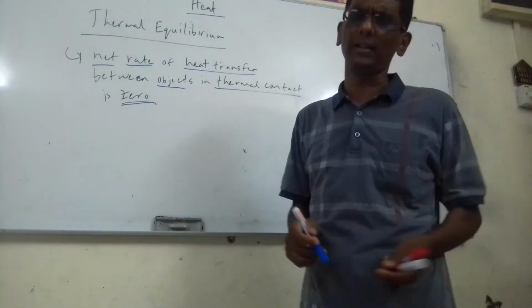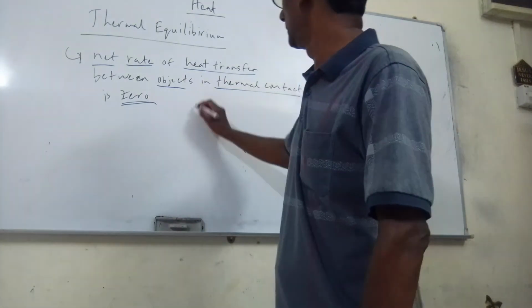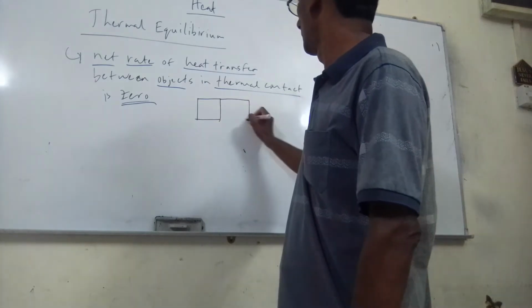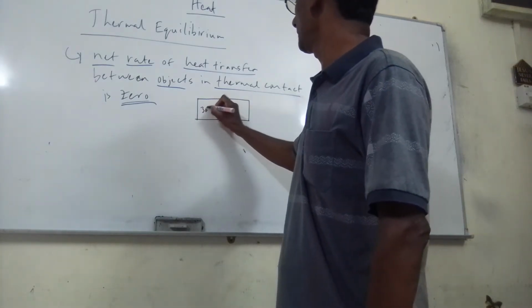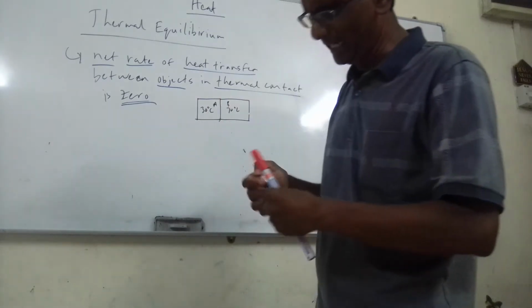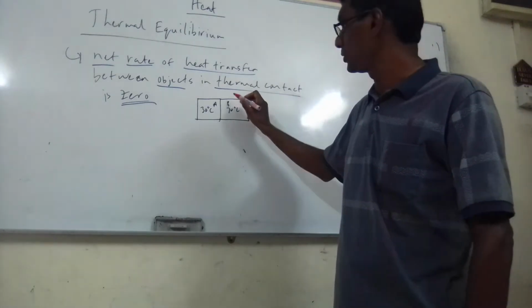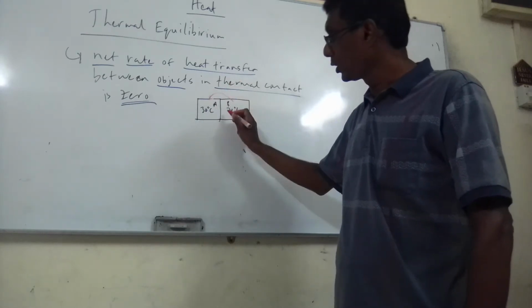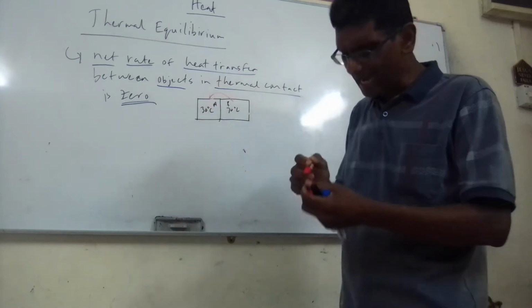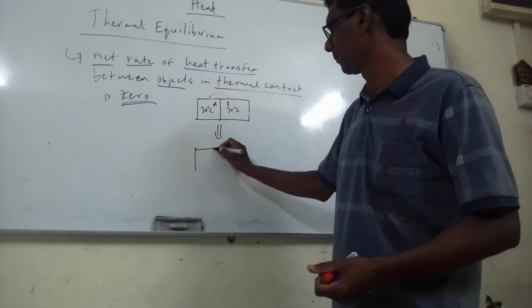What is the meaning of this? I will explain this one to you. For example, these two objects: 30 degrees Celsius and 70 degrees Celsius, object A and object B. The heat will be transferred from the higher temperature object to the lower temperature object, until one extent.